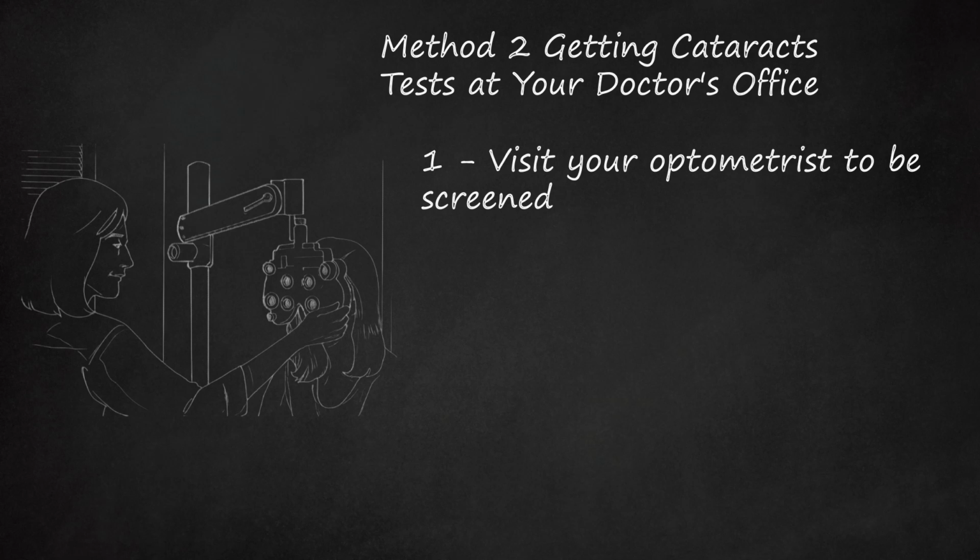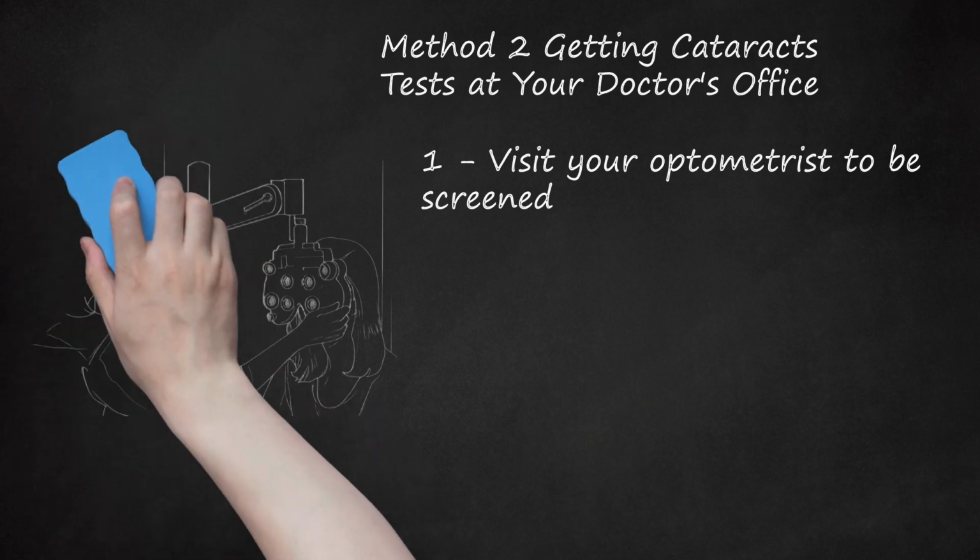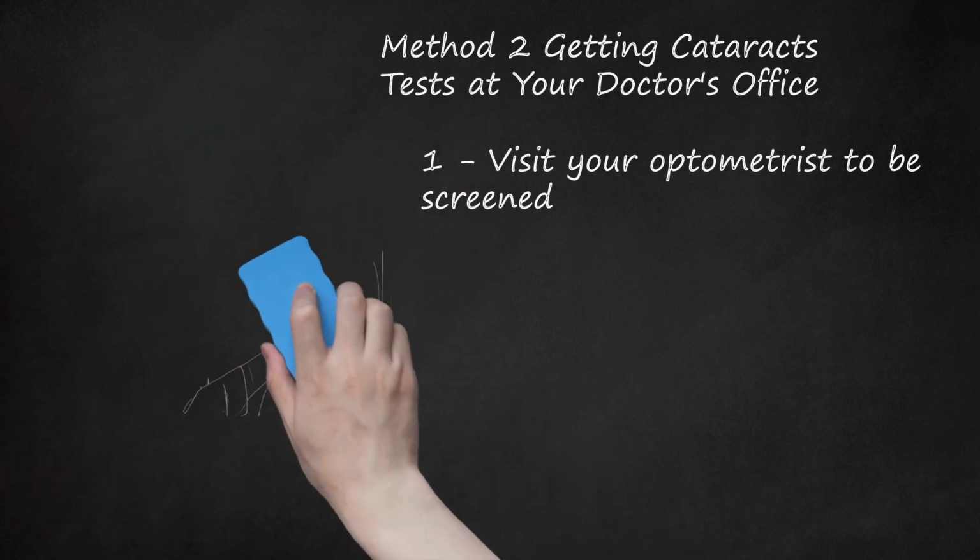While some tests will be routine, others are more specific to detect cataracts. Your optometrist will ask you questions about your vision, such as what symptoms you're having and how long you've experienced them. They will also perform a standard eye exam by using the eye chart and the viewing device to determine if you need corrective lenses.